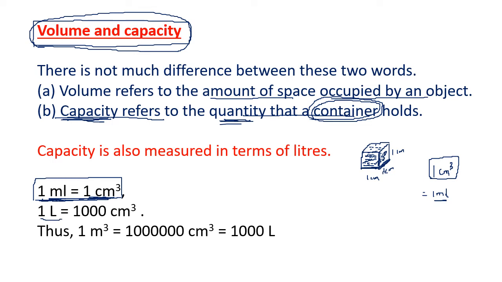So how much is 1 liter? 1 liter is 1000 milliliter. Now 1 milliliter needs 1 centimeter cube, so 1000 milliliter will need 1000 centimeter cube. So we can say 1 liter is equal to 1000 centimeter cube, or 1000 centimeter cube volume will be needed to fill something with 1 liter.